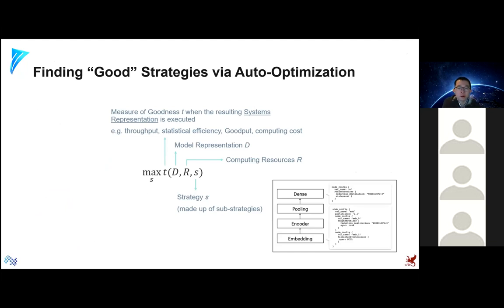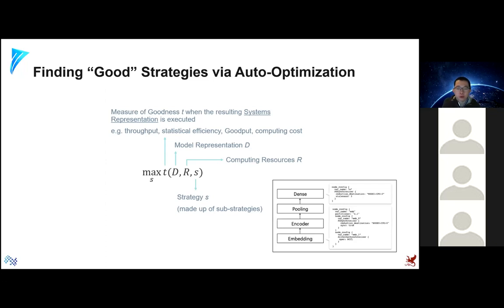Implementing such an auto strategy builder brings us to an optimization problem where we want to find the optimal strategy that considers multiple distributed ML aspects to maximize the measure of goodness of our distributed ML training, given the target model and cluster specification. So let's inspect every element in this problem. For the objective T, which is performance, we can characterize it easily as system throughput, model training convergence speed, or even cloud cost if our goal is to reduce the cost, or any other measure of goodness when the resulting system implementation is executed.